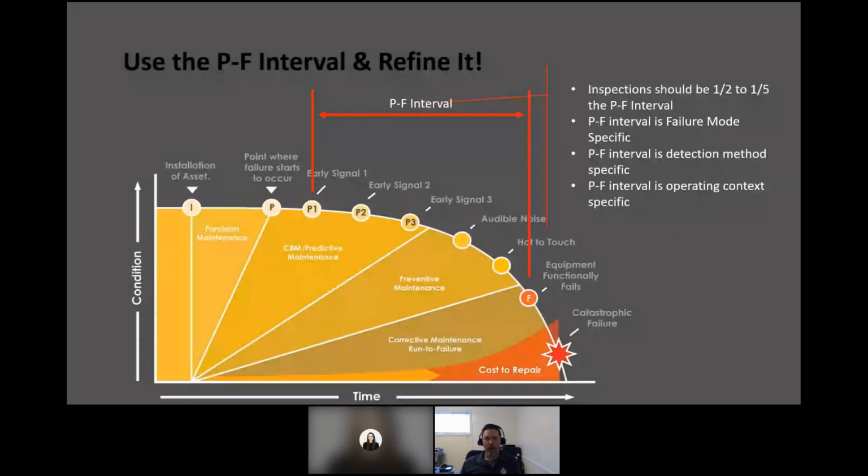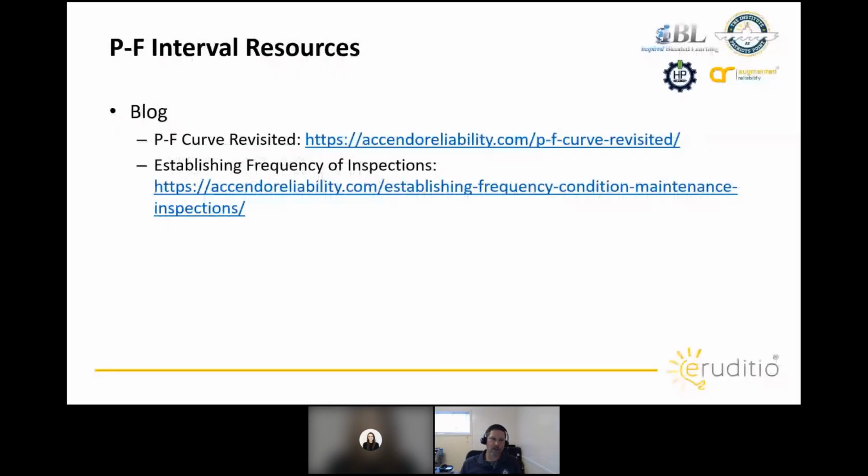With that being said, there are a couple other resources that may help you, and then I'll open it up for questions. There are 2 blogs that I've written in the past. One is the PF Curve Revisited, and it talks about the precision maintenance piece, the spare parts piece, and the design piece that really goes to extending that interval, or the PF curve, if you will. And then there's another approach to establishing frequency of inspections that's listed there as well. Those are resources you can access, and they go through some of the formulas to help establish some of those things.